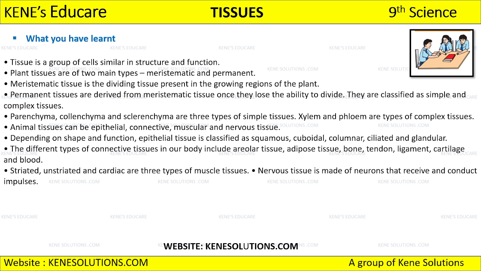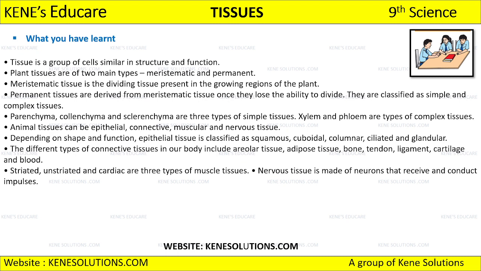So the different types of connective tissue in our body include areolar tissue, adipose tissue, bone, tendon, ligament, cartilage, and blood. I hope that while you are going through this summary slide, you are able to know the different parts that we have studied in the whole lesson, right? Then we have three types of muscle tissues, which include striated muscles, which are called voluntary muscles. Then we have unstriated muscles, and lastly we have cardiac muscle.